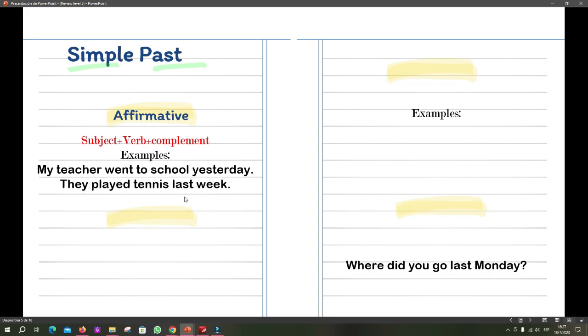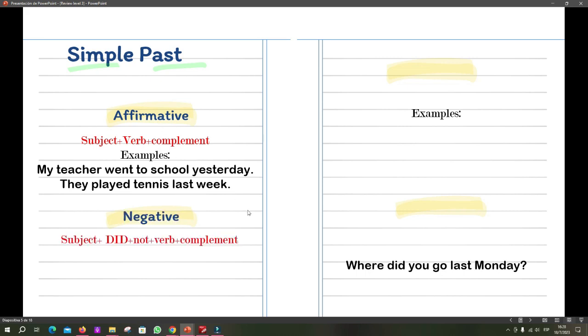Or you can say, they played tennis last week also, right? They played tennis last week. This is a regular one. Remember the three pronunciations that you have here, right? Played, watched, right? You can have the T sound at the end, or visit, visited, right? So that is an affirmative one.